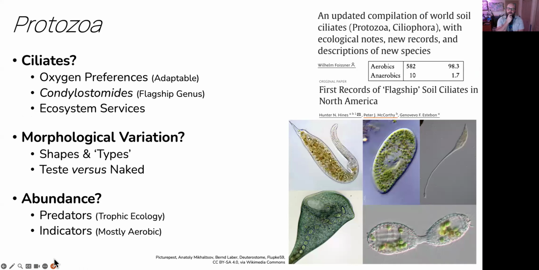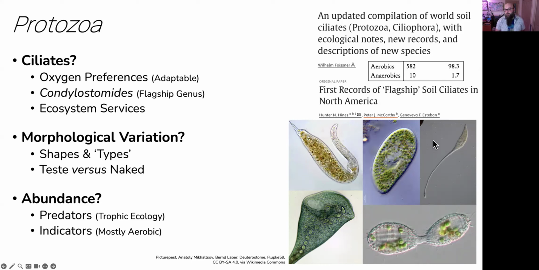Protozoa are interesting. I hear people act like ciliates are bad guys, and I think that's very interesting because there's a range, or they're very adaptable to different oxygen preferences. In fact, this paper I mentioned says that the flagship soil ciliate is actually quite an aerobic organism, that it prefers higher oxygen environments. And this older paper came up with less than 2% of soil ciliates being true anaerobes. So there's a huge variation in ciliates.